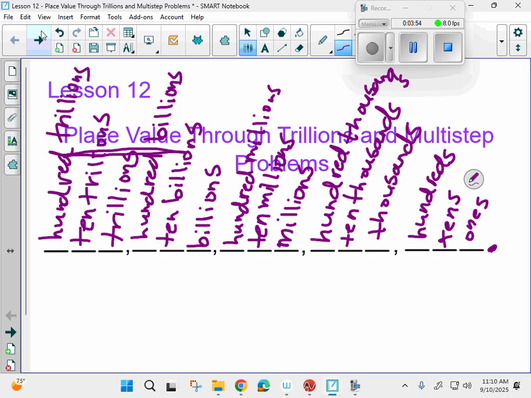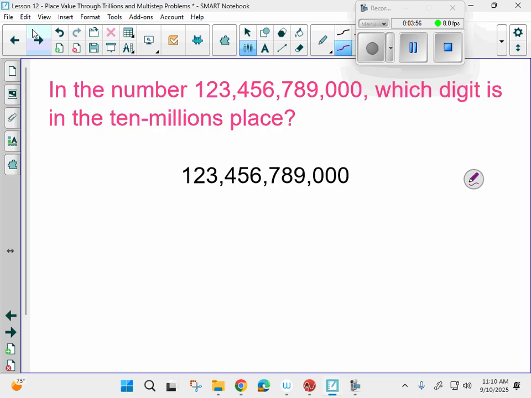All right. Write down this number: 1, 2, 3, comma, 4, 5, 6, comma, 7, 8, 9, comma, 0, 0, 0. Everyone quiet. So you guys, if I were to read this number, it would read as 123 billion 456 million 789,000.